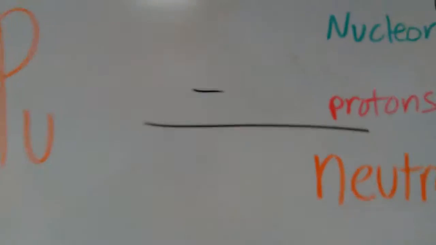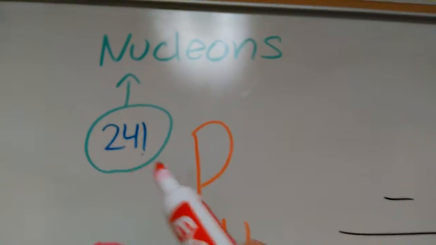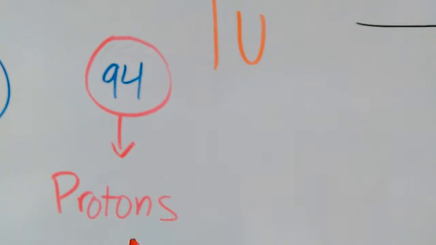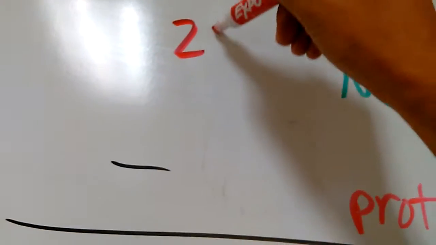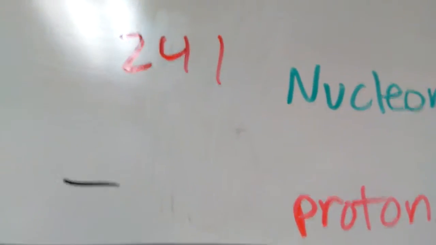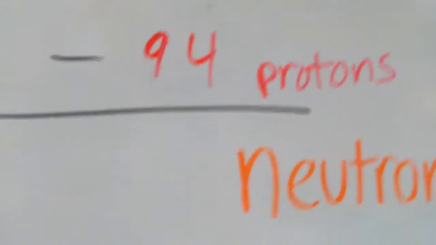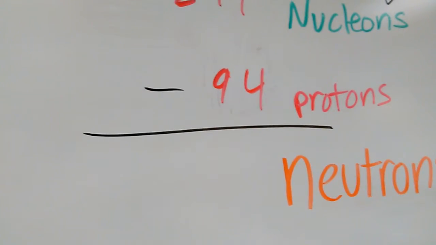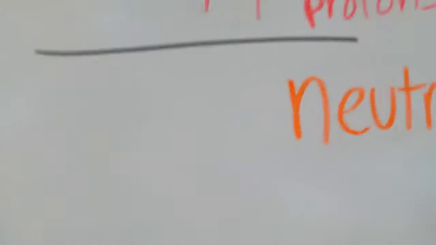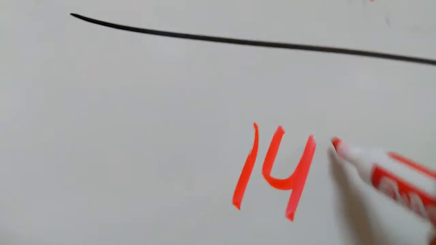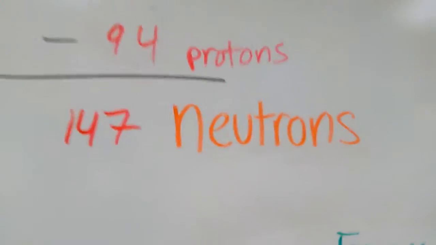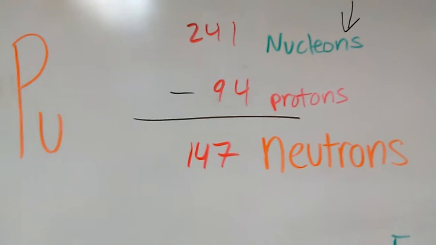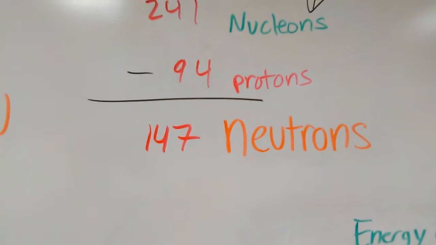Here, as you can see, we have 241 nucleons and 94 protons. So we just put that here: 241 nucleons, and 94 protons. And you're just going to subtract that out. Once you subtract that out, what you should have is 147, so you're going to have 147 neutrons. With that, we're going to start going to our atomic mass unit.